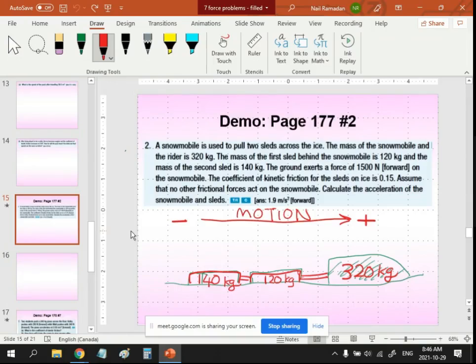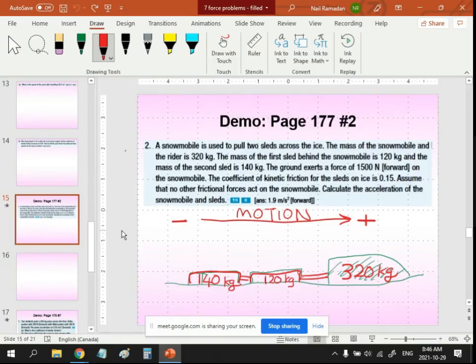By the way, just so you know, I will never tell it to you like that. I will always tell you there's a forward force of 1,500 newtons on the snowmobile. I will tell you exactly how to put it. I'm not going to tell you the ground is pushing; I'm going to tell you there's a forward push.